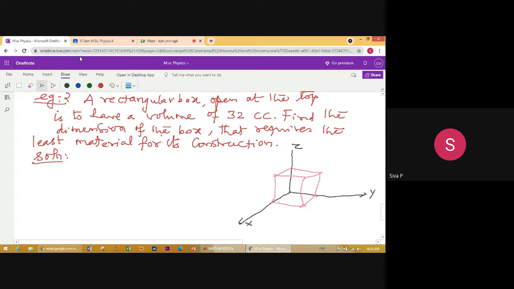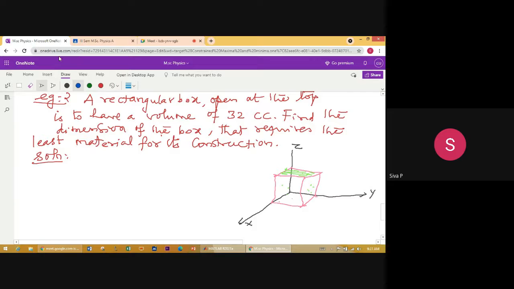Rectangular box. In the rectangular box, the top is open. The other sides are filled. The other five sides are closed. Only one side is open. So write the solution for this.